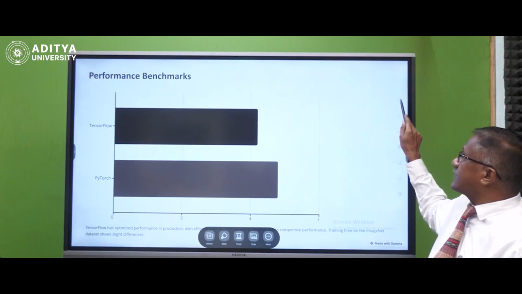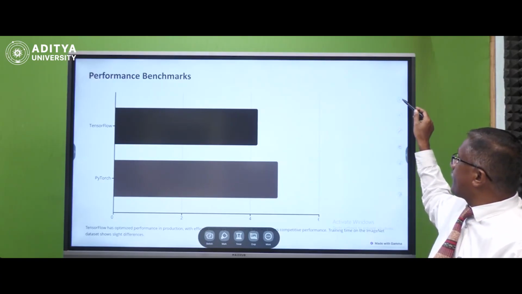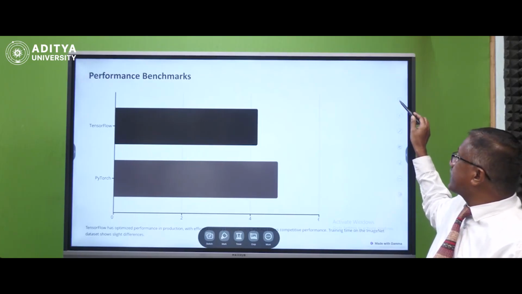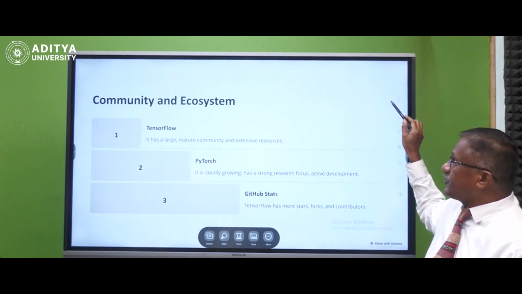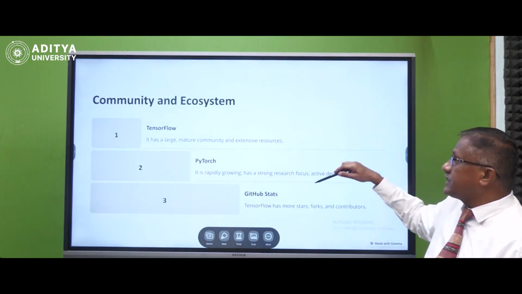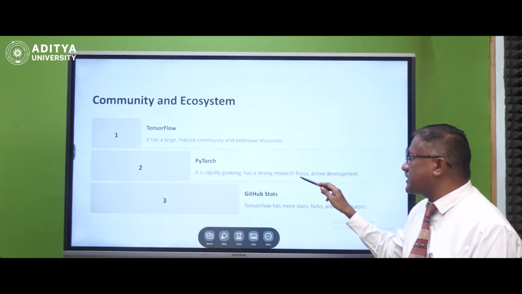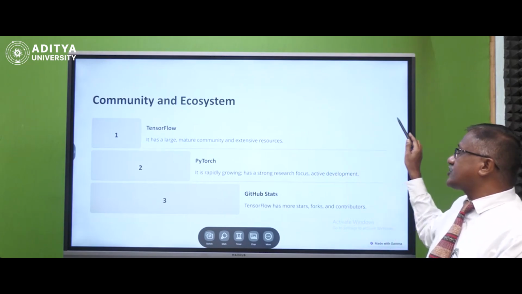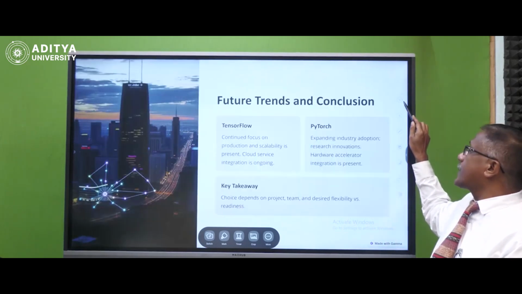Performance benchmark: PyTorch is more efficient than TensorFlow. Community and ecosystem: we can say that it is rapidly growing. PyTorch has a strong research focus, whereas TensorFlow has a mature community and extensive resources.